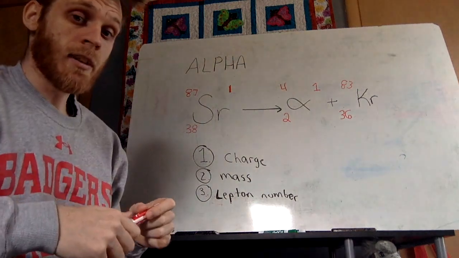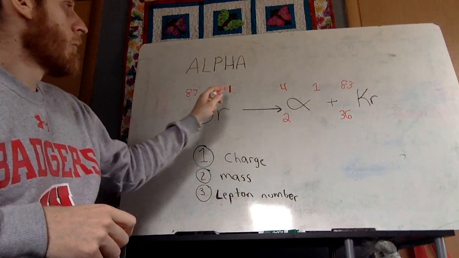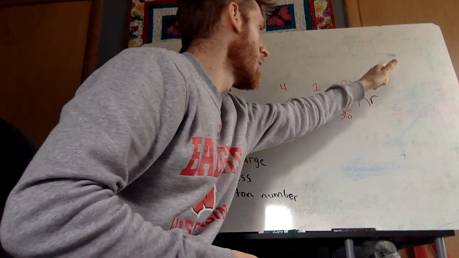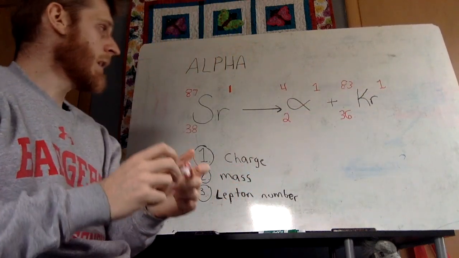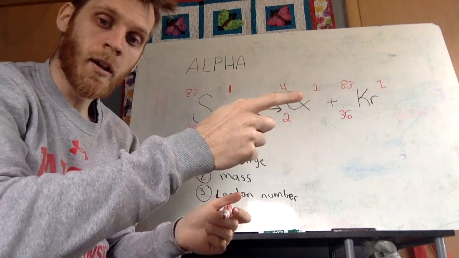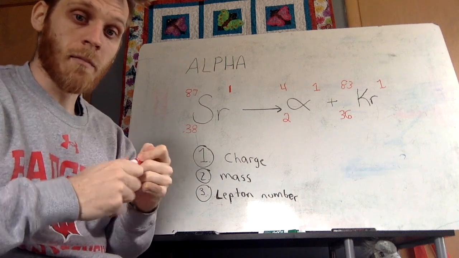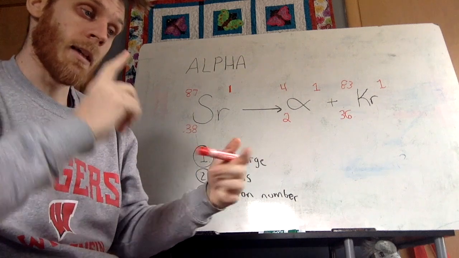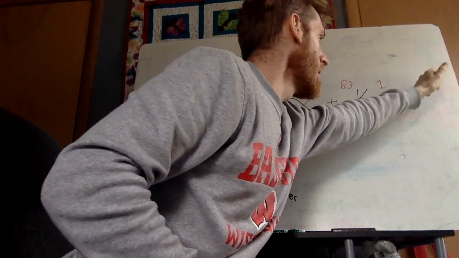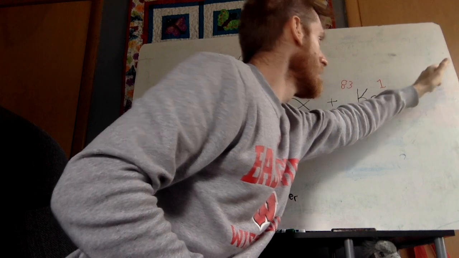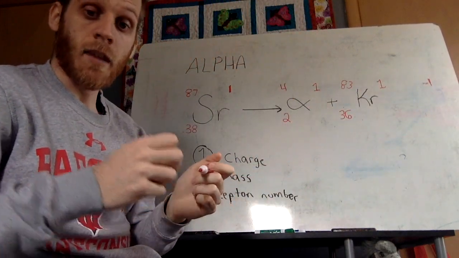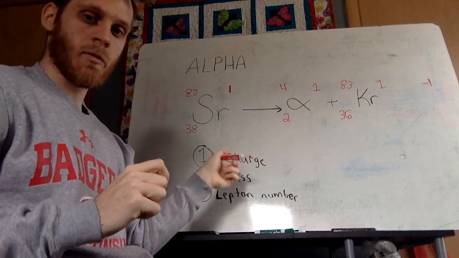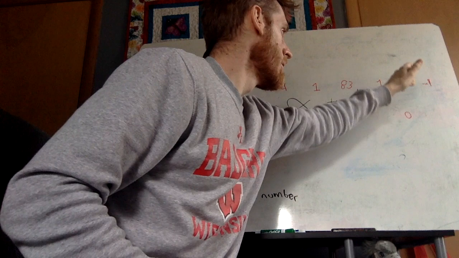Now, the last thing we need to balance is lepton number. The lepton number on the left-hand side is 1. The right-hand side is 1. Well, actually, krypton is also a particle, so we'll put +1. The lepton number on the right-hand side is 1 plus 1, which does not equal 1. So we need to put something else over here that has a lepton number of -1, so that the lepton numbers are balanced. And that particle also has to have a mass of 0 and a charge of 0, because otherwise we'd have to add more particles. So 0, 0.